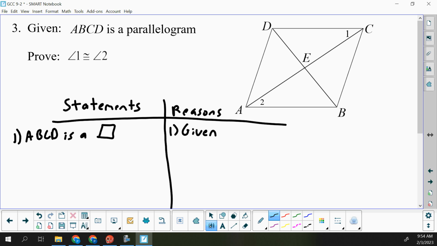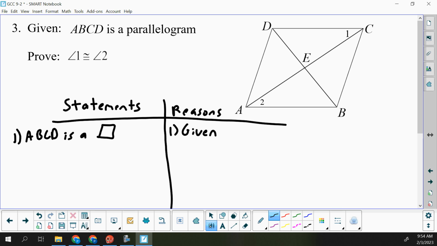So our 4 parallelogram reasons that we will see in proofs. Parallelogram implies opposite sides congruent. Parallelogram implies opposite sides parallel. Parallelogram implies opposite angles congruent. Parallelogram implies diagonals bisect each other. We want to see what one of those is going to lead us to angles 1 and 2 being congruent.